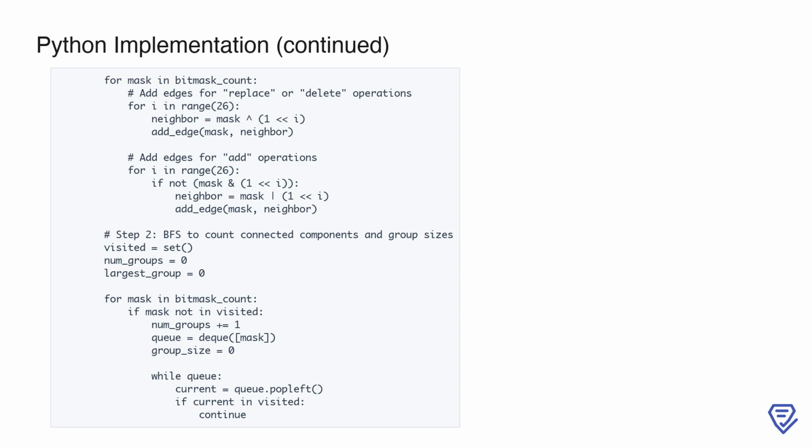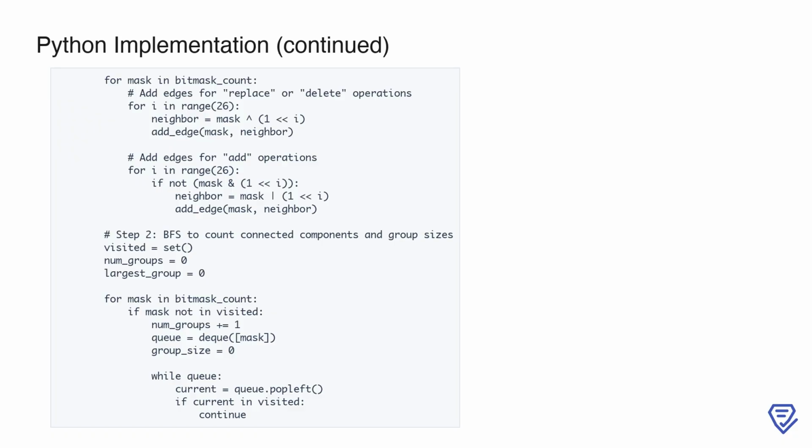Then, we handle the add operation, which ensures that we account for adding a new character to the bitmask. For this, we check if a specific bit is not already set in the mask. If it isn't, we use the OR operation to add the bit and then connect the original mask to the new neighbor using add_edge. After constructing the graph, we move to the second step, which involves counting connected components and determining the sizes of these groups using BFS.